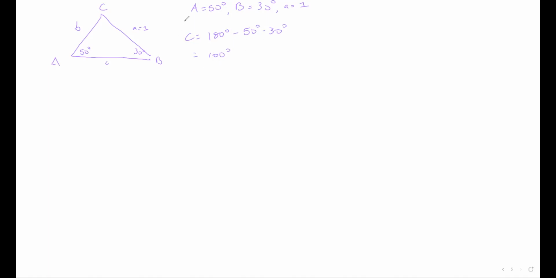Okay, sweet. So now we have C, and again, our goal here is to solve for the rest: C, and then little b and little c. We're good on C. Now we have to solve for A and B. All right, any ideas on how we can do that? Law of sines. Yeah, exactly. So let's do law of sines.